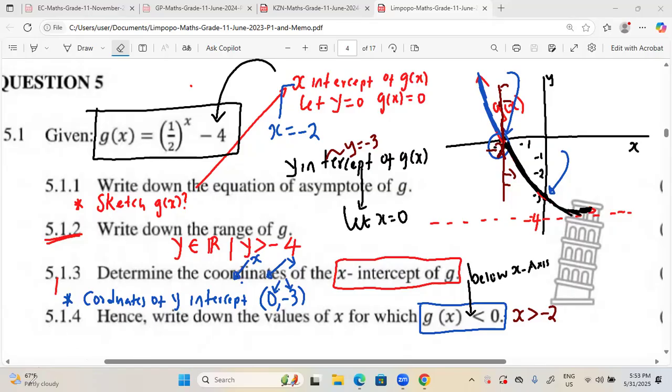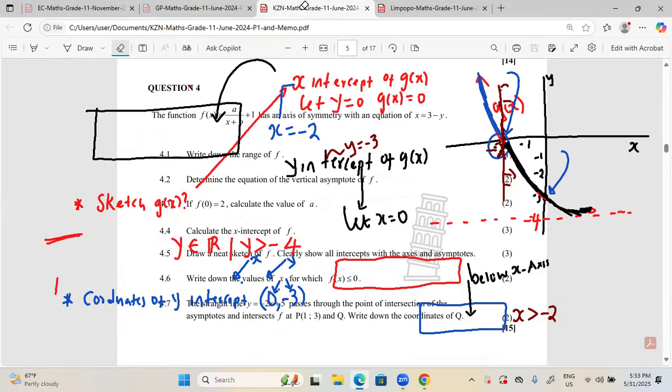This was the question from Limpopo looking at the exponential function. So let us check what they have done in KZN. We are looking at different questions, guys, so that you can be prepared.